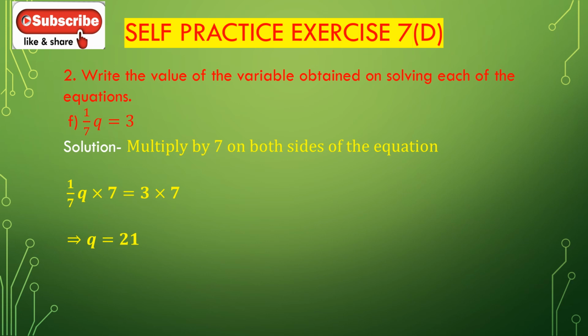of this equation. Now the equation becomes 1 divided by 7 q multiplied with 7 equal to 3 multiplied with 7. 7 and 7 will be cancelled. Now we get q equal to 3 multiplied with 7 is 21. Now we get q equal to 21. So value of the variable q is 21.